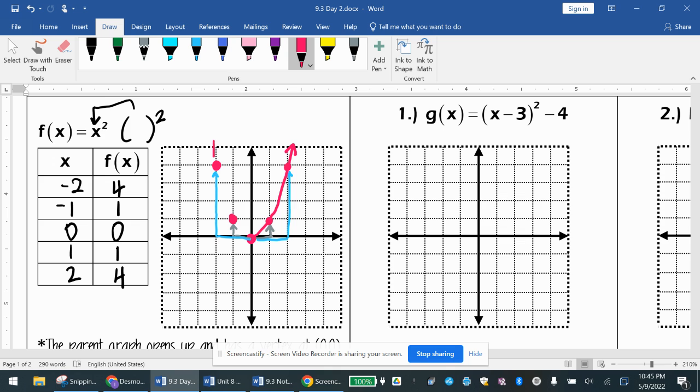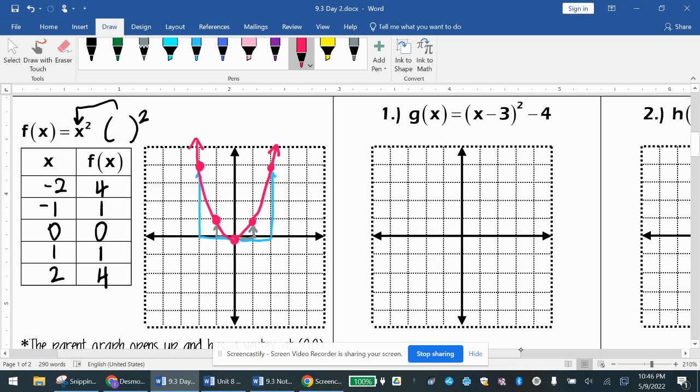Okay, so this is the pattern we're going to use to save us time, so that we don't have to fill out a table for every parabola. So this way we don't have to put all the values in the calculator.